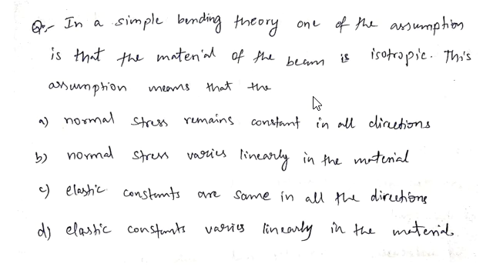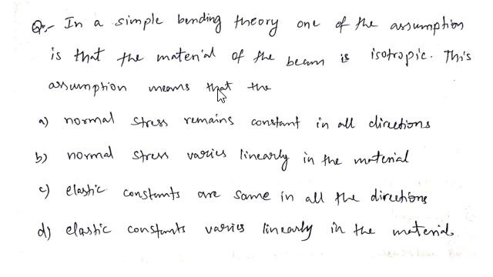So it is given that in the simple bending theory of a material, one assumption, we know, is that the material of the beam is isotropic. The meaning of isotropic is that the properties of a material will be the same in all directions. Means the elastic constant values are the same in all directions.